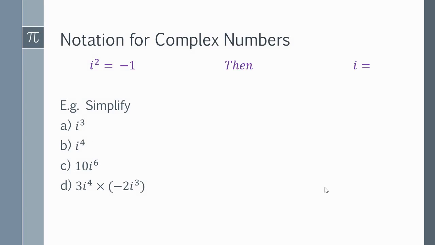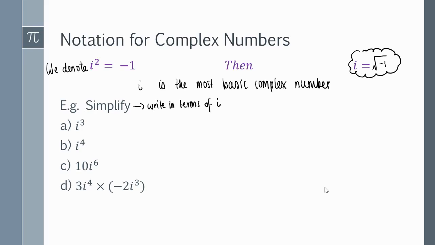So i is the most basic complex number, and we say that i squared equals -1. If I know that i squared is -1, then if I take the square root, I'll get i is equal to the square root of -1. Because this is the most fundamental or the most basic complex number, we try and write other types of complex numbers with the form of something times i. So let's have a look.